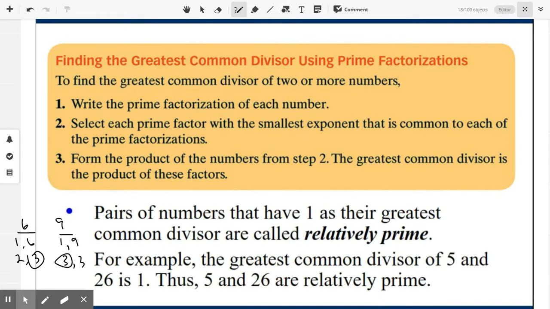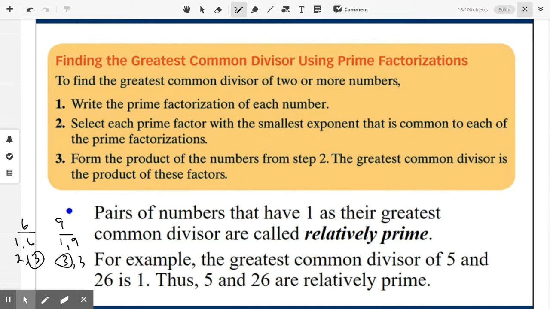Numbers that have 1 as the greatest common divisor are called relatively prime. For example, the greatest common divisor of 5 and 26 is 1. Thus, 5 and 26 are relatively prime.